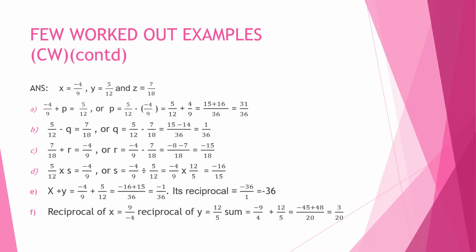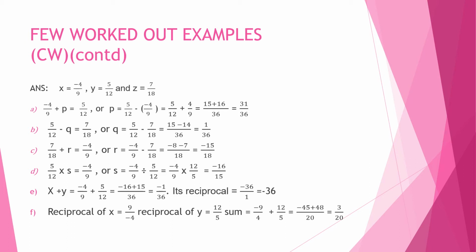Part D, 5 by 12 into what will give you minus 4 by 9. I've taken it as S. So S will be equal to minus 4 by 9 divided by 5 by 12. Please remember, when you are dividing, division changes to multiplication and the number following the division sign becomes its reciprocal. And then with normal cancellation, we get minus 16 by 15.